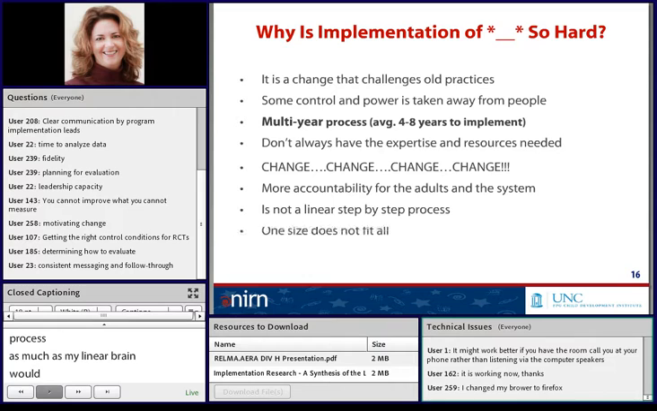And finally, we know that one size does not fit all. We also have to consider local adaptation while maintaining fidelity to the essential components, or those active ingredients, of the practice. So all very real challenges.